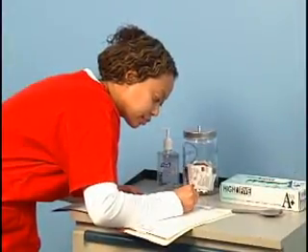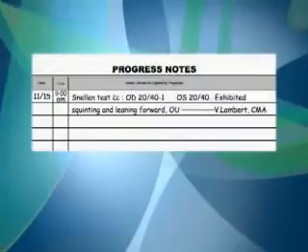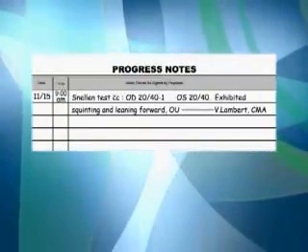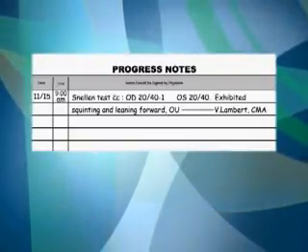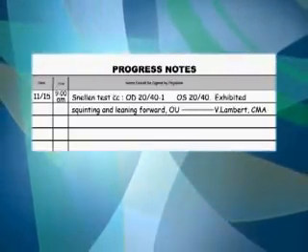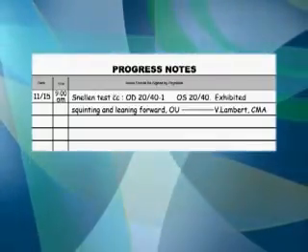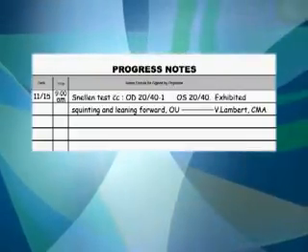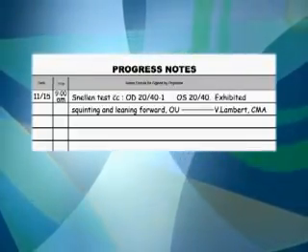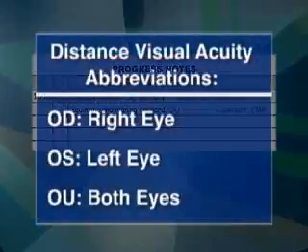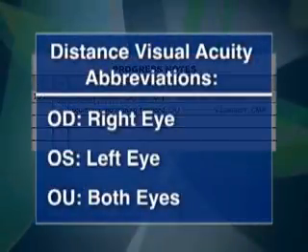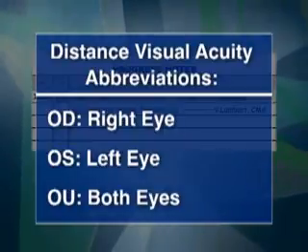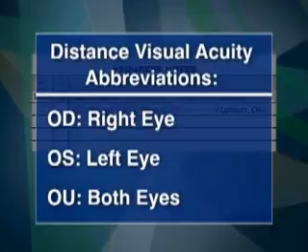Chart your results. Include the date and time, the name of the test, which is the Snellen test, the visual acuity results, and any unusual symptoms the patient exhibited during the test. And be sure to chart if the patient was wearing corrective lenses during the test. The abbreviation for without correction is SC, and the one for with correction is CC. Latin abbreviations are used to record visual acuity. The abbreviation for the right eye is OD, the left eye is OS, and both eyes is OU.